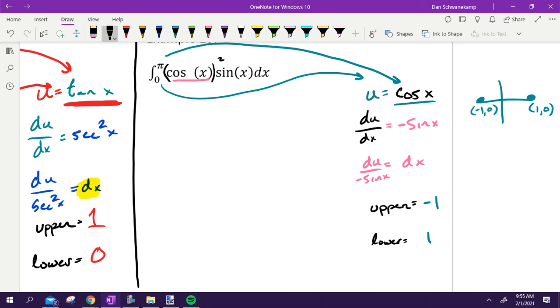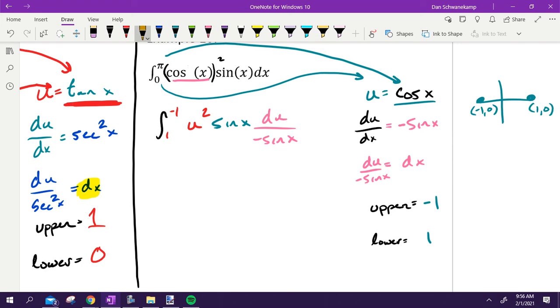I haven't messed with the square yet. The square has not been affected yet. So we set it up. Lower bound is 1. Upper bound is -1. It is u. I've still got the square, sine x, and instead of dx, I'm going to plug in du over negative sine x. If I did it correctly, again, this is why we picked what we had, the things are going to cancel.